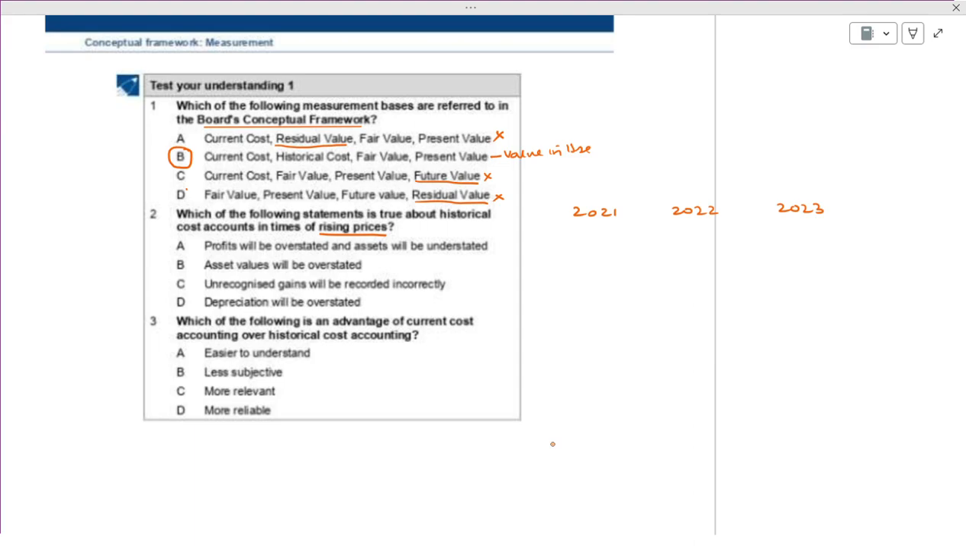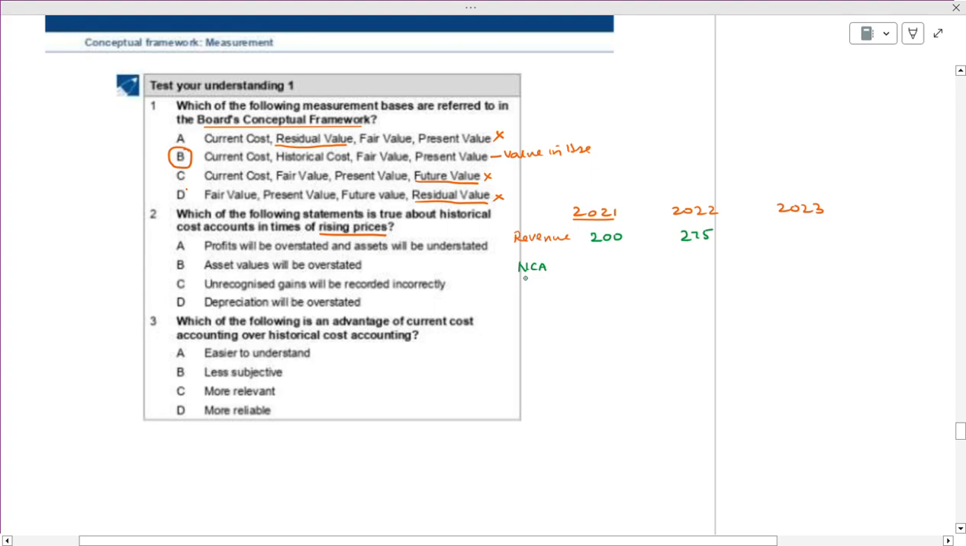Now, assume you take two things: revenue as well as non-current assets. Fine. Prices are increasing. Is it right? You are selling the same product. Keep it in mind, the product is the same. Prices are increasing, product is the same. If prices are increasing, what will happen? You are selling it for 200. You will sell it for 275. You are going to sell it for how much? You will sell it for 350.